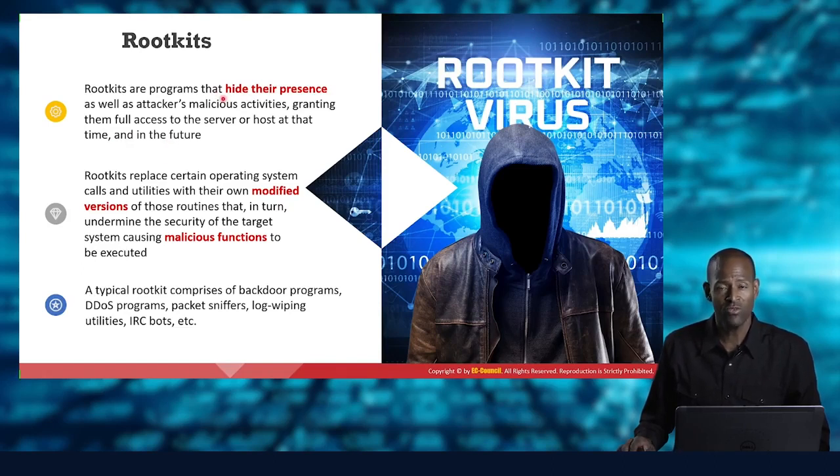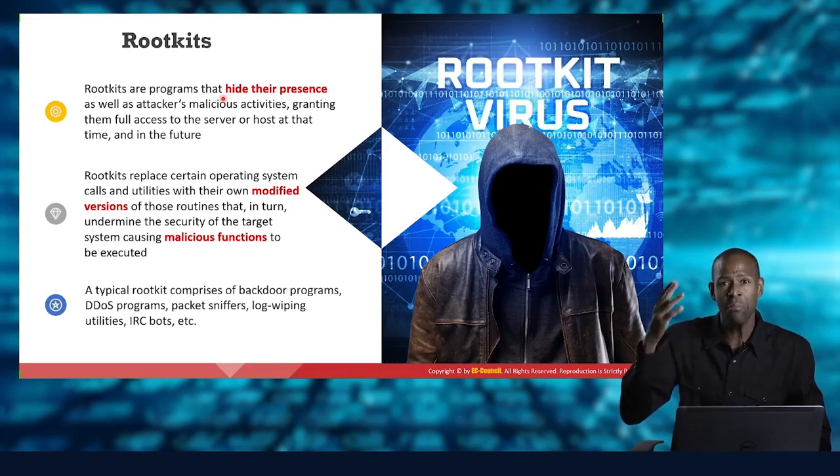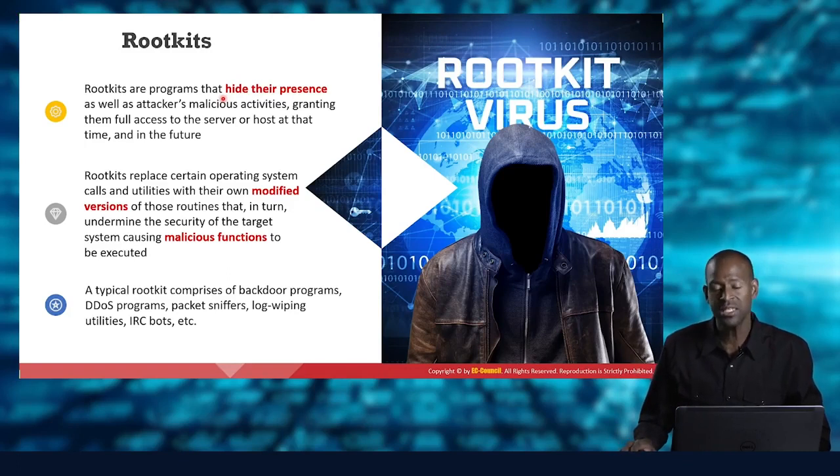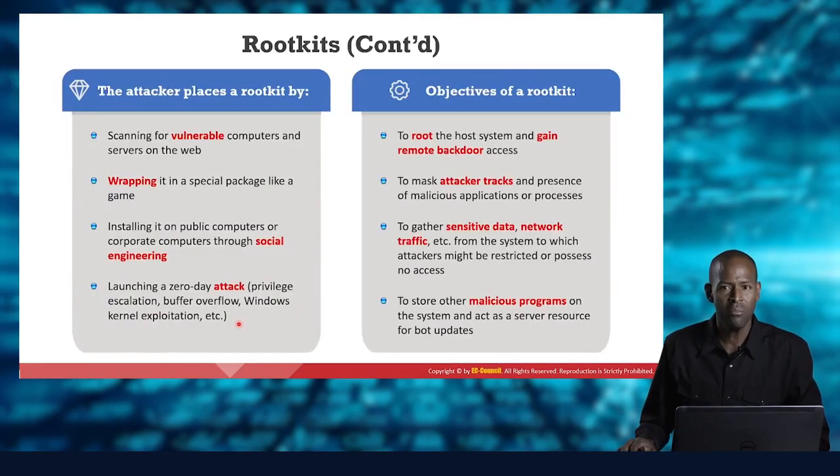If I were to do a Control-Shift-Escape and look at the details of every process ID, anything just using memory or CPU, guess what? I would not see the rootkit. And so what they do is they replace parts of the operating system calls, utilities, modifying them with their own versions so that they can undermine the security. A typical rootkit has backdoors, DDoS, packet filters, log wiping so you can't tell that they installed the rootkit, IRC bots, and all kinds of functionality hiding out completely so it can't be detected.